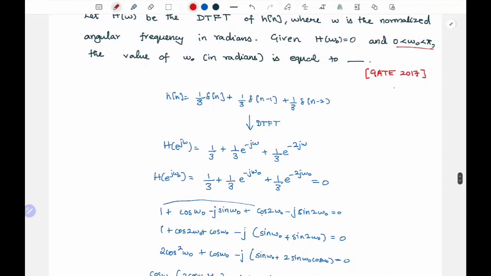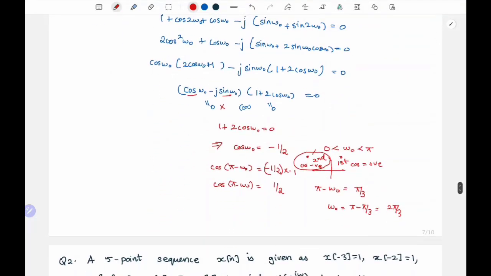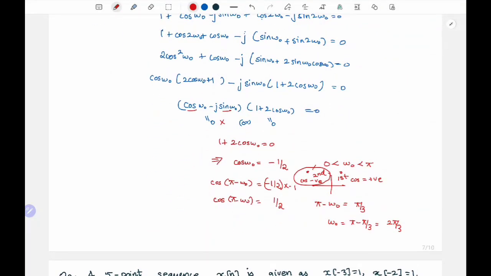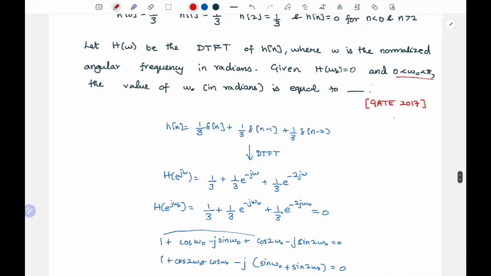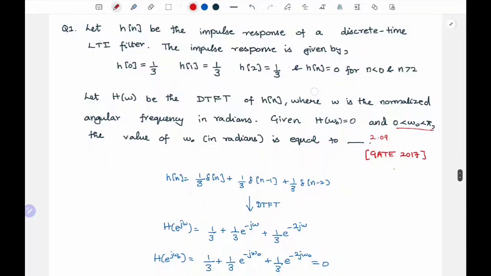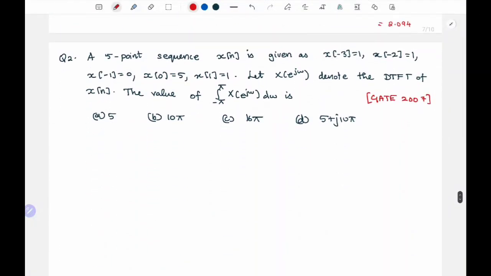And they are asking for the omega naught in radians. So if you use a calculator, what will you get? You're getting some 2.094. If you round up to 2 decimal places, you can write it as 2.09. Okay. And your answer key gives the range between 2.05 to 2.15. So we are in a good range. Okay. So this is question 1. Now let us move on to question 2.